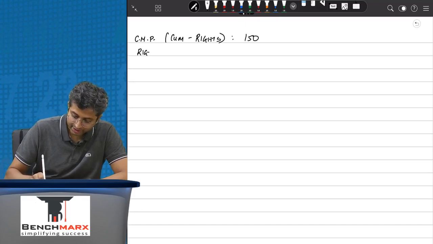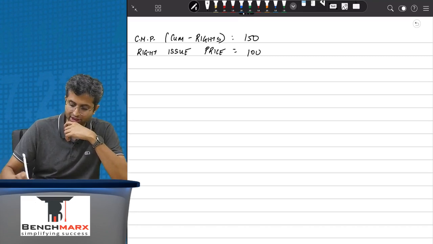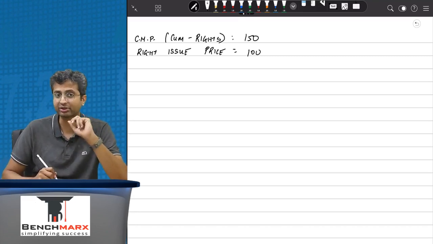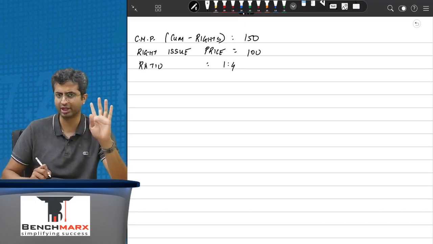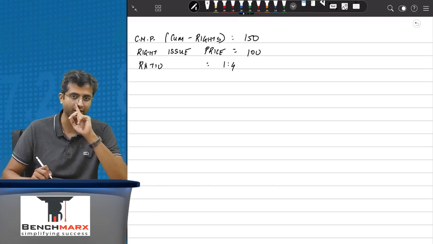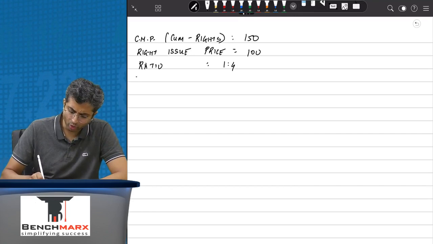The rights issue price. So the company has announced the rights issue, but the company has not yet allotted right shares. So let us say the rights issue price is 100. So apparently there's a discount of 50 rupees. And the rights ratio is let us say 1:4, which means for every 4 shares that you're holding, the company is going to give 1 right share. Acha. So over here, what are the pre-right shares? Let us say the pre-right shares are 10,000.